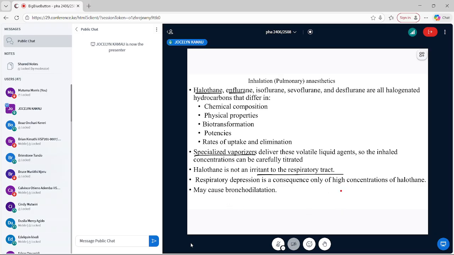Respiratory depression is a consequence only of high concentrations of halothane. So even as we talk about toxicity, let us always note that toxicity depends on concentration. But unfortunately, it can cause bronchodilation.